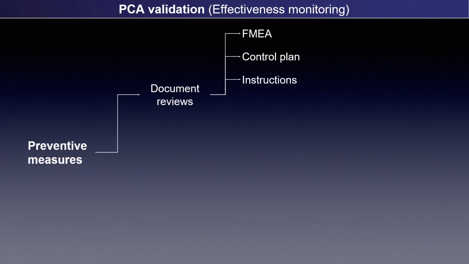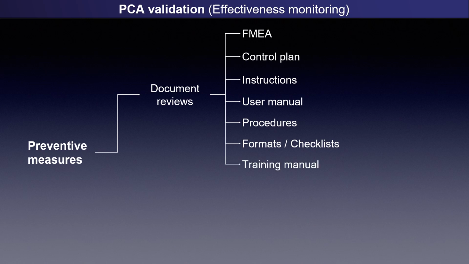Instructions, such as work instructions, will need to be reviewed in case certain work steps are revised or certain precautions need to be taken. This can be a subset of controls specified in the control plan. User manual, procedures, formats or checklists. In some cases, we might need to review the training manual, in case the PCA seems difficult to easily understand or lots of steps are involved in the action's implementation. Such a revised training manual will help in training new employees on the PCA.